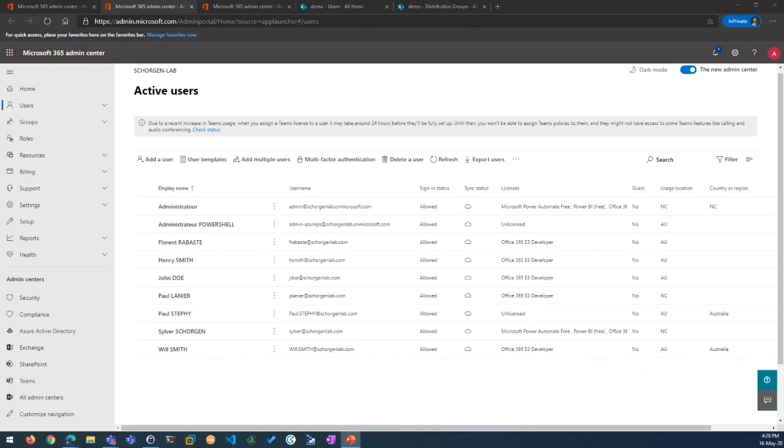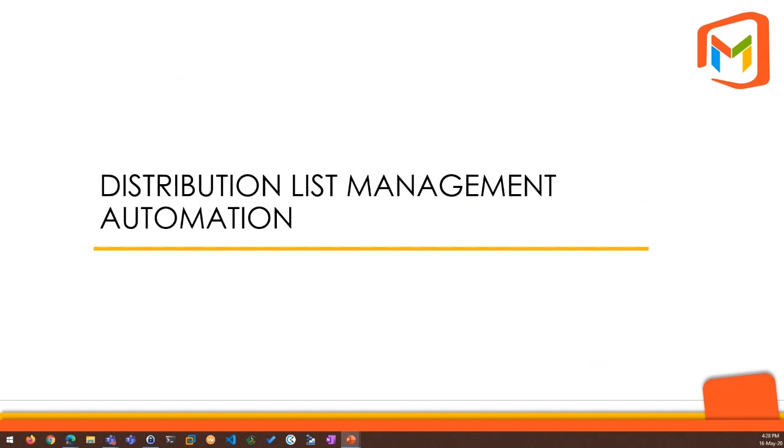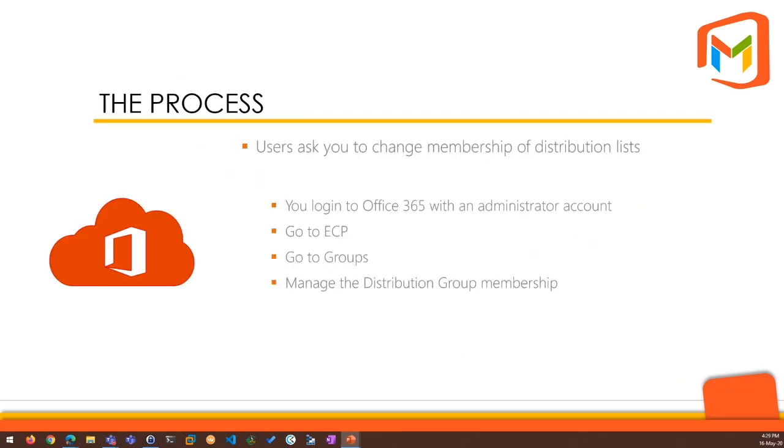The second demonstration I want to show you is how you can automate the distribution list membership. So in your company, you probably have some users that call you or create a ticket in your ticketing system in order to change membership in your distribution groups.